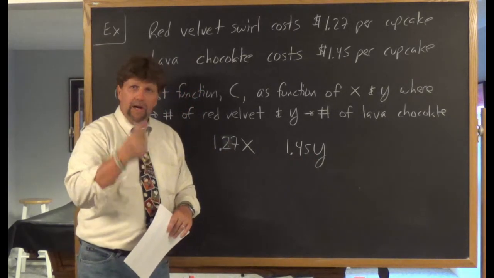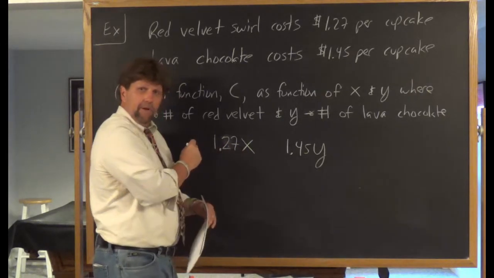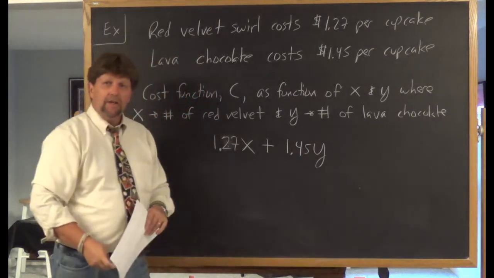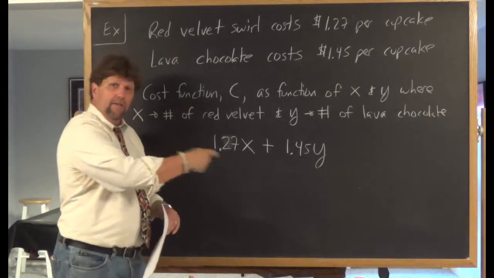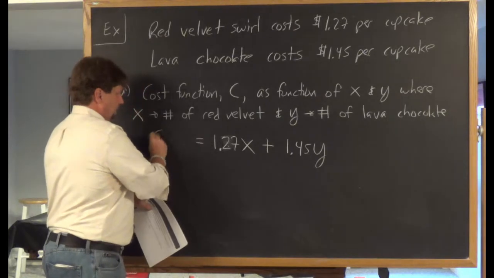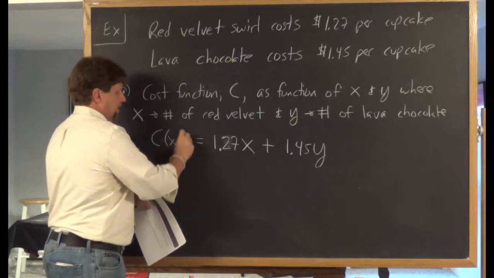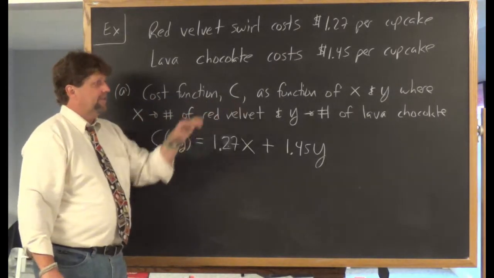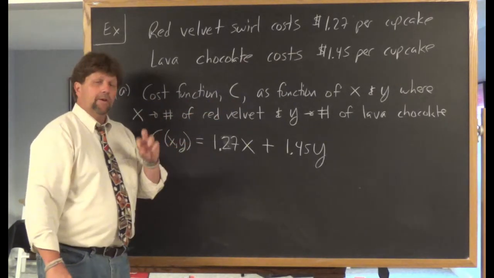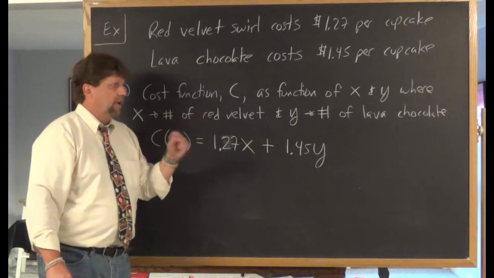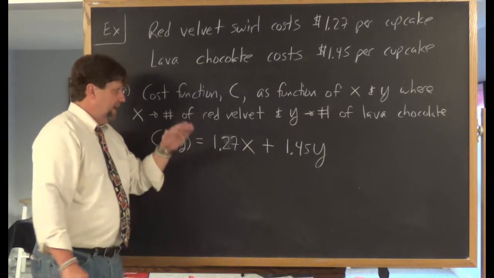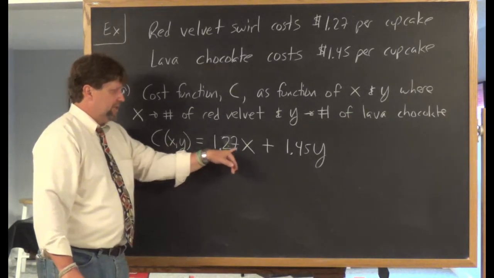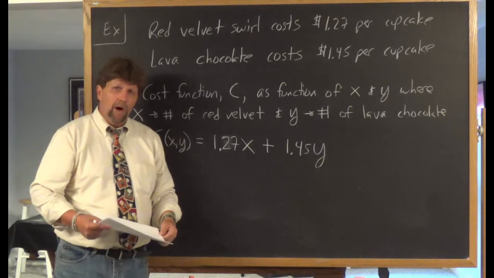To determine the total cost, we should take the cost for the red velvet swirl plus the cost of the lava chocolate. And that is nothing more than the cost function as a function of x and y. So the cost function C is a function of x and y, where x is the number of red velvet swirl cupcakes and y is the number of lava chocolate cupcakes. That cost function is just C(x, y) = 1.27x + 1.45y.